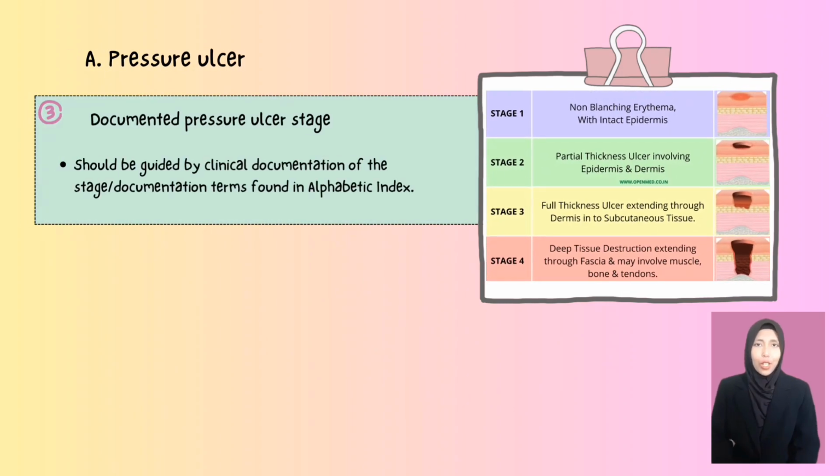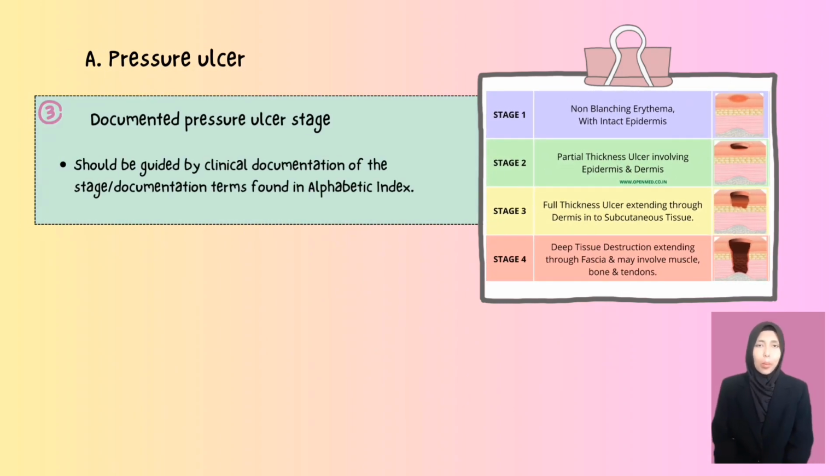Assalamualaikum, my name is Najwa Balkis and I will present the pressure ulcer numbers 3, 4 and 5 from the infographic. For the documented pressure ulcer stage, the stage of the pressure ulcer should be assigned based on the clinical documentation or terms found in the alphabetic index. If the documentation does not provide enough information about the stage, the provider should be queried.